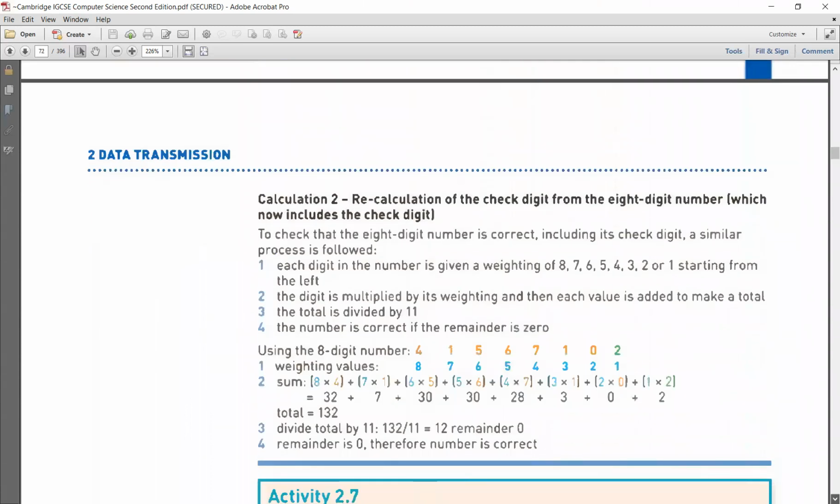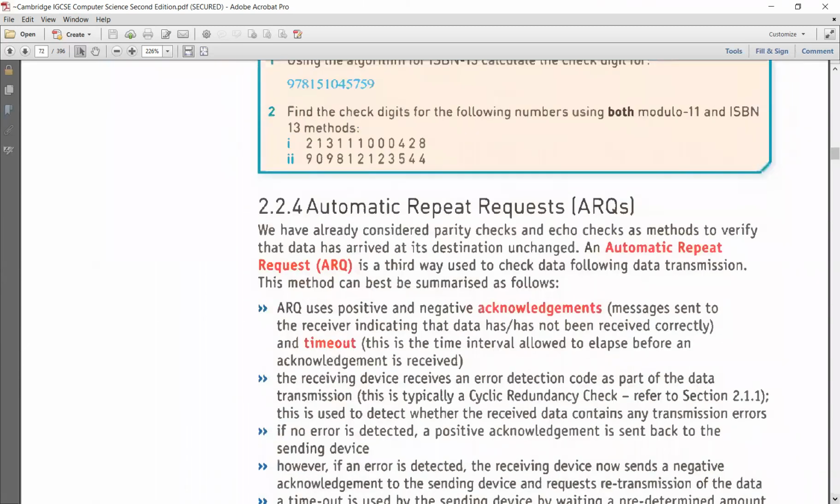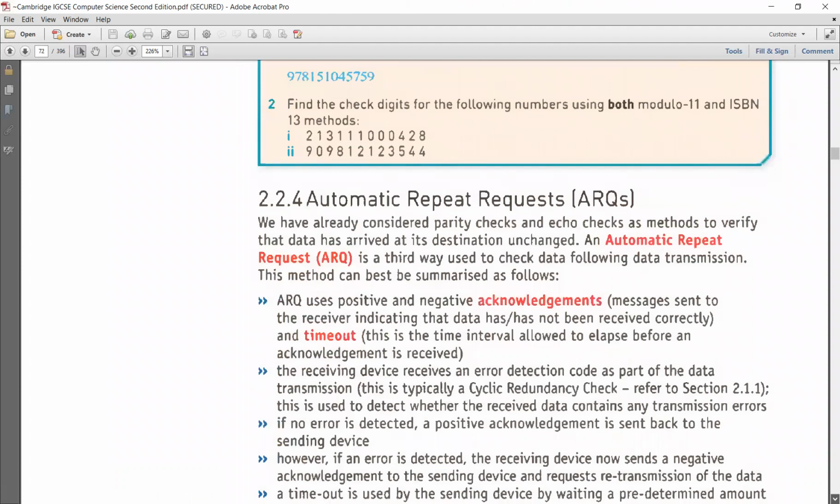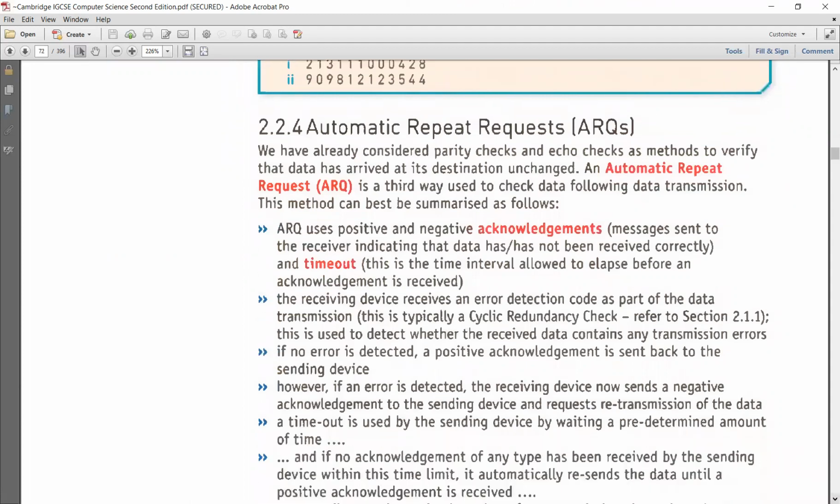Now, moving further, we have ARQ. ARQ is automatic repeat request. It's a method applied to ensure the data is transmitted accurately. It uses positive and negative acknowledgements. And what are acknowledgements? Messages sent to the sender indicating the data has been received correctly or not. A timeout, and please remember, timeout is the time interval allowed to elapse before an acknowledgement is received.